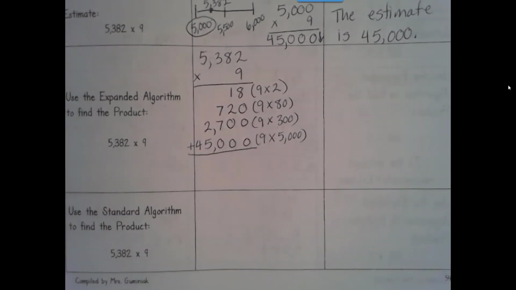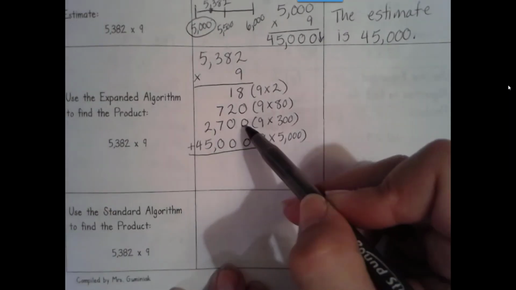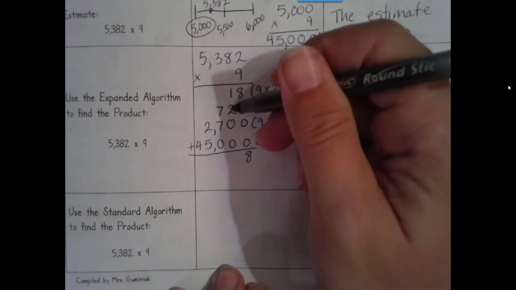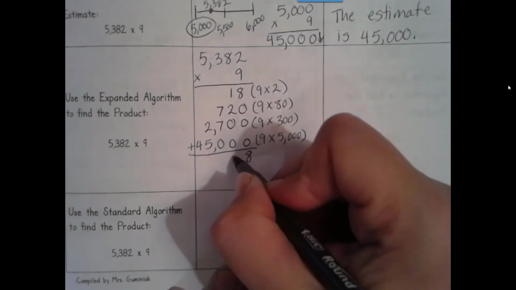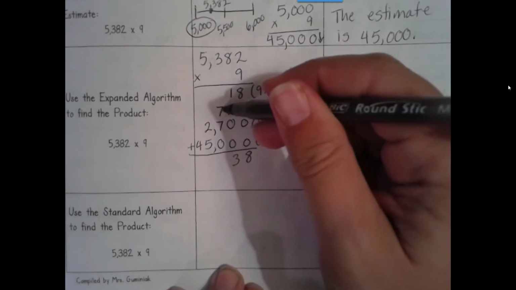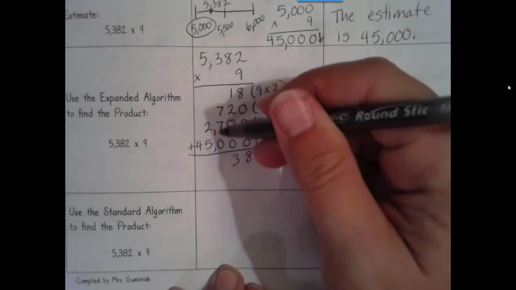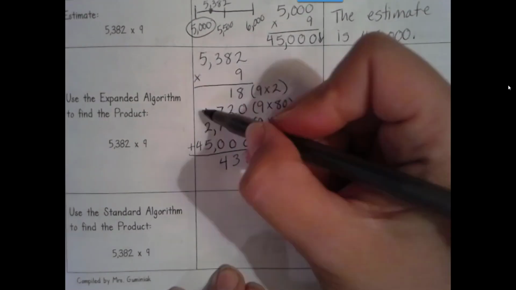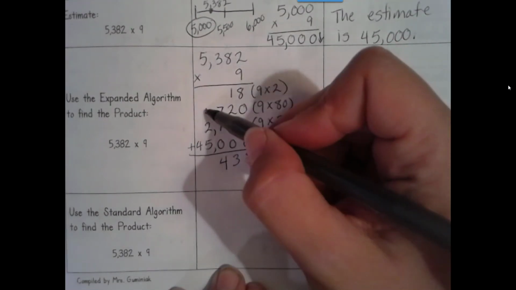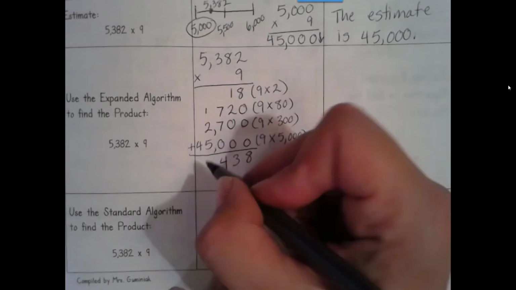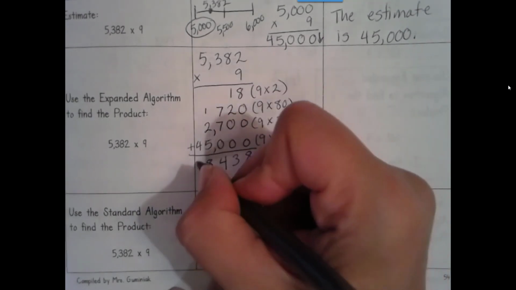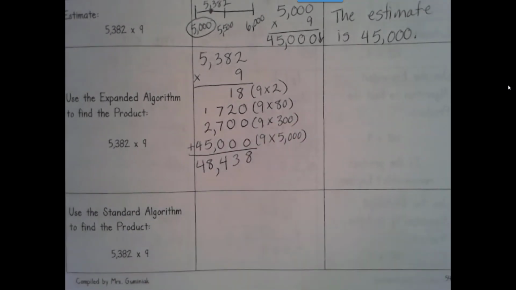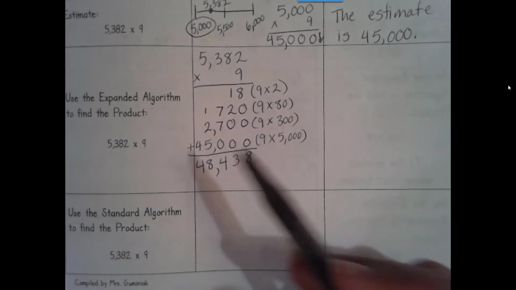So we have our partial products all lined up. 8 plus 0 plus 0 plus 0, you get 8. 1 plus 2 is 3, plus 0 plus 0 is 3. 7 plus 7 is 14, plus 0 is 14. I need to regroup. At 14. So 1 plus 2 is 3, plus 5 is 8. And then 4. Ones, tens, hundreds, comma. Remember, comma on the paper, not on the computer.